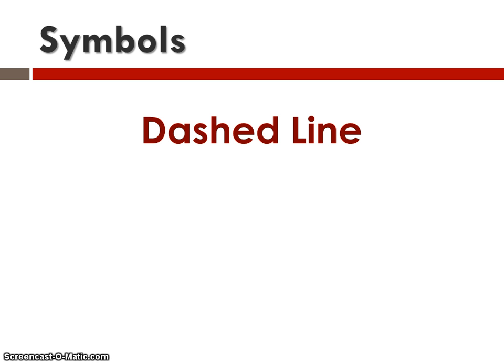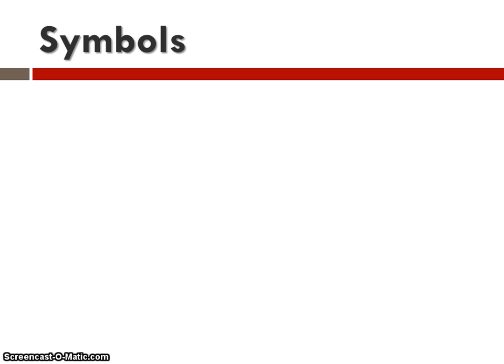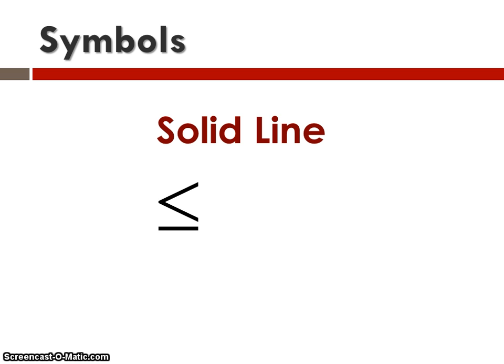Now we need to look at what type of line we're going to have. You have either a dashed line or a solid line. In order to have a dashed line, you're going to have just a less than or just a greater than sign. So just a normal sign that does not have anything to do with being equal to will be a dashed line. And then you're going to have a solid line anytime you have equal to related to your inequality. So if I have less than or equal to or greater than or equal to, then you will have a solid line.